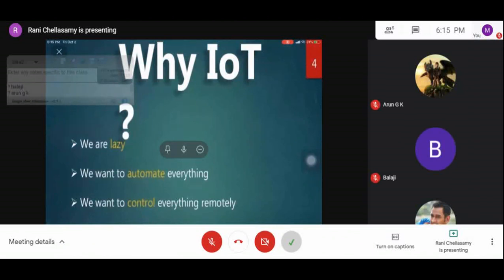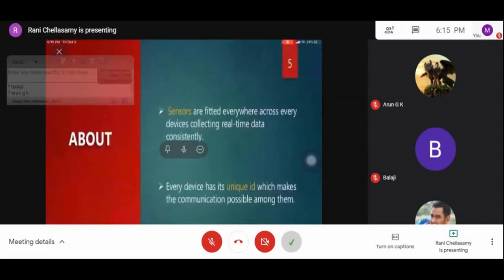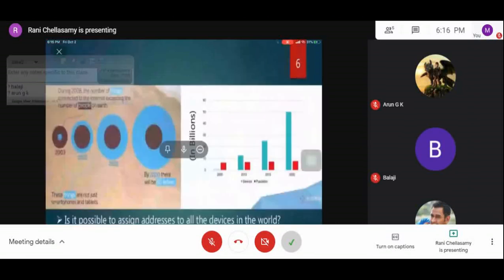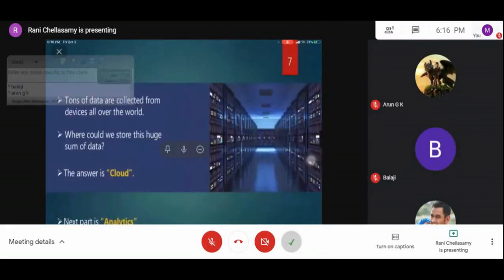The sensors will be fitted across every device, so that the sensor will collect the information and send it to the mobile phones or the users of the particular devices. Every device will have its own unique ID, which makes communication possible among the different devices. The information will be shared among the different devices with the help of this unique ID. Here it is possible to assign addresses to all the devices in the world. You might have come across IPv4 and IPv6. IPv6 has a huge address space of 2 power 128. This protocol is used to assign a specific IP address to a particular device.